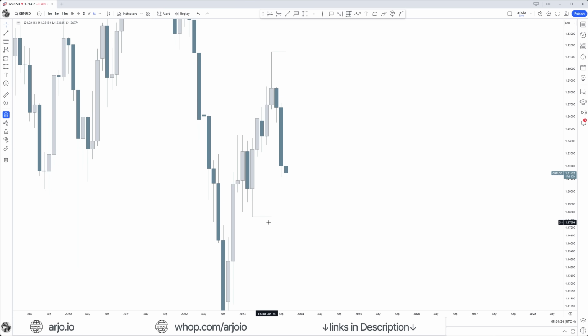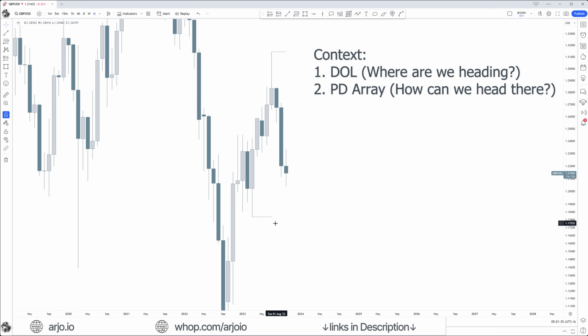So if we are heading where? If we are heading towards that low, which is our draw on liquidity, then where can we go lower from? Or how can we head there? What do I mean by that? That is your PD array.